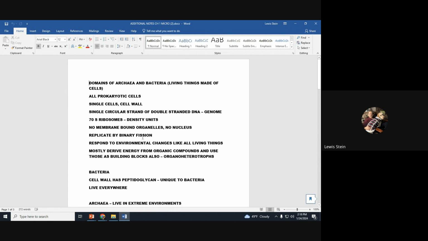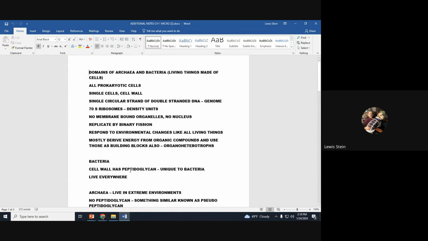So they replicate by binary fission. Again, put something in the environment, they'll respond. And again, most of their energy is derived from organic compounds, just like we do, building blocks and energy. Bacteria have something unique. It's a magical material that's in there. Nearly every bacteria has it in their cell walls. It's not always enough to be of significance, but it's there.